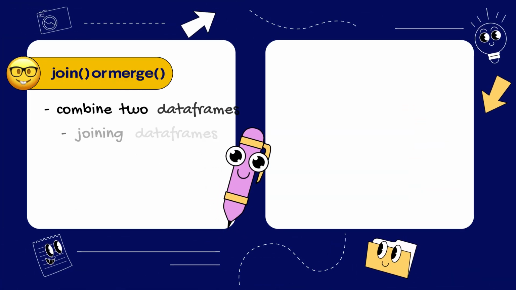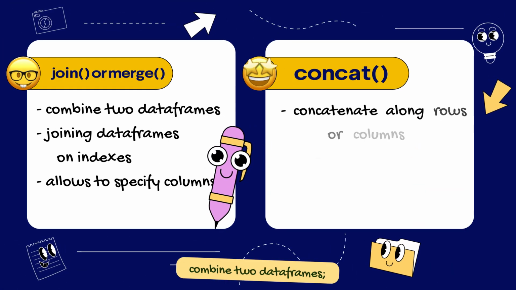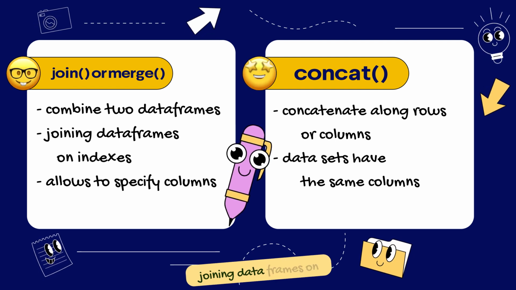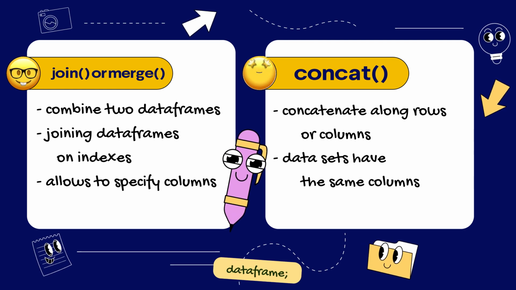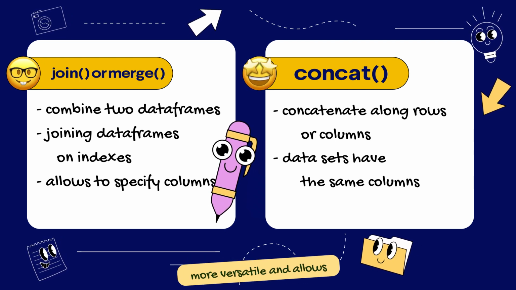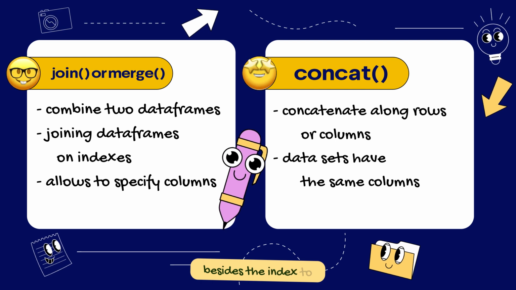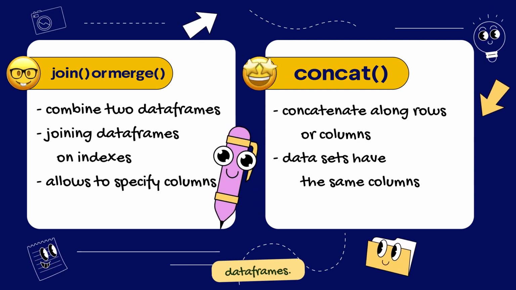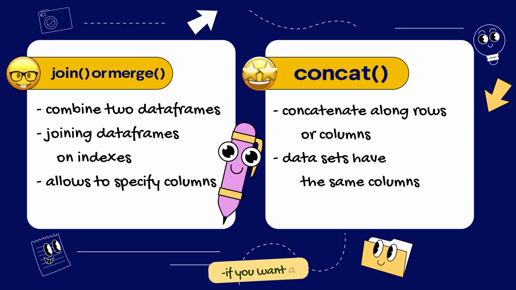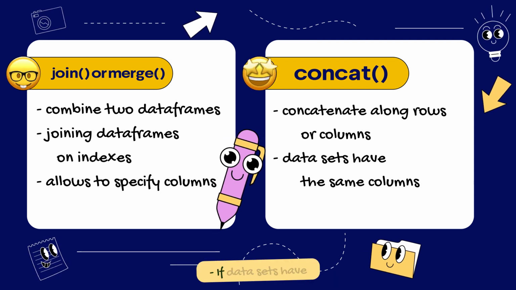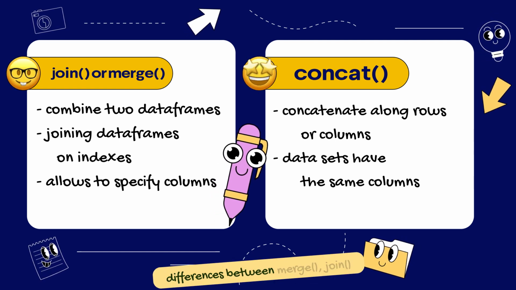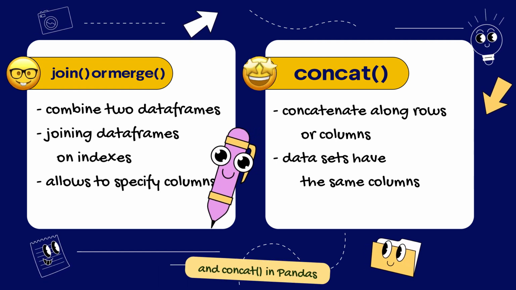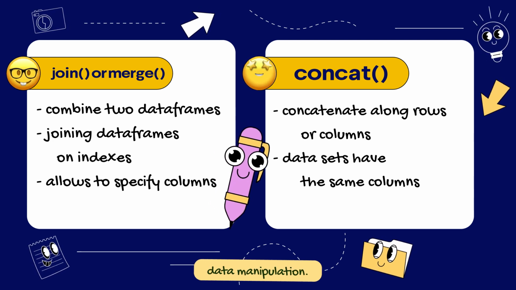Use join or merge if you need to combine 2 data frames. The join method works best when you are joining data frames on their indexes, though you can specify another column to join on for the left data frame. The merge method is more versatile and allows you to specify columns besides the index to join on for both data frames. Use concat if you want to concatenate along rows or columns if data sets have the same columns. In summary, understanding the differences between merge, join, and concat in Pandas is crucial for effective data manipulation.